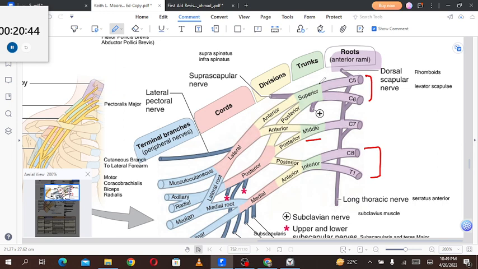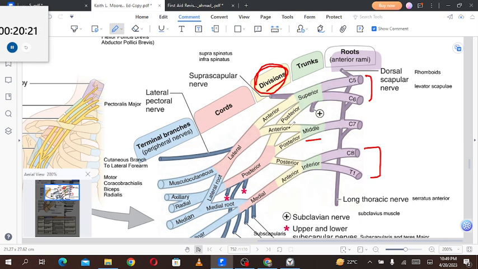Then all the 3 trunks divided into anterior and posterior divisions. All the 3 trunks, superior, middle, and inferior, were subdivided into anterior and posterior divisions. Like here you can see the anterior and posterior division of the superior trunk, here is the anterior and posterior division of the middle trunk, and the anterior and posterior division of the inferior trunk.